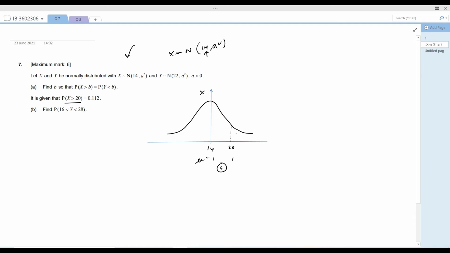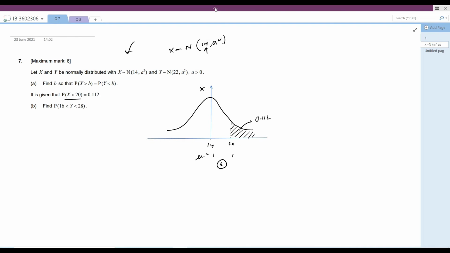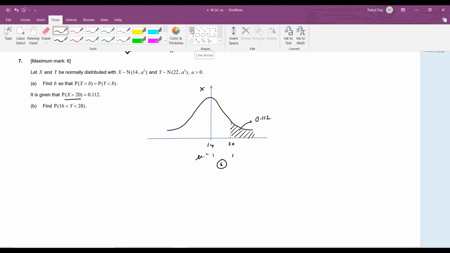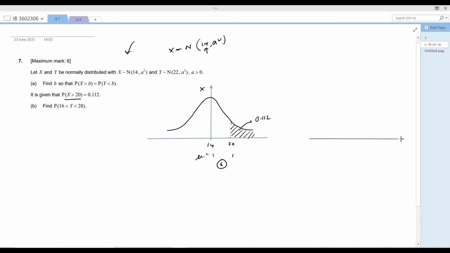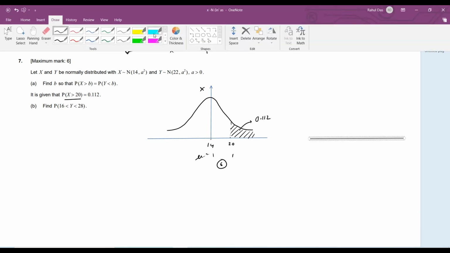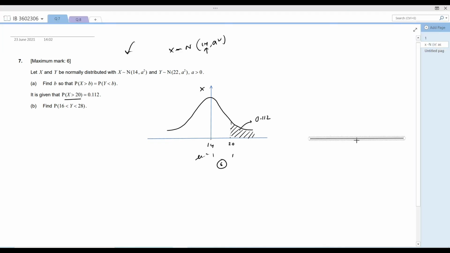So P of X greater than 20 is 0.112. So this area is basically 0.112. Now we are trying to draw the graph of Y. Then it will be clear for you. So I am trying to draw the graph of Y. Okay, so let's draw it. So this is the graph of Y, and the middle point is 22.